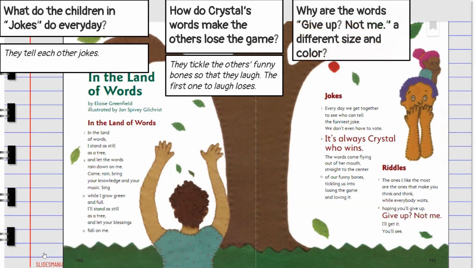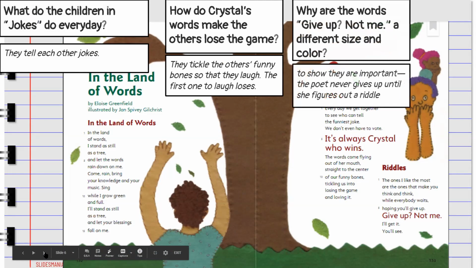Why are the words give up, not me, a different size and color? So in the poem Riddles right here, why are those words a different size and color? Well, they're a different size and color because they show they are important. The poet never gives up until she figures out the riddle.